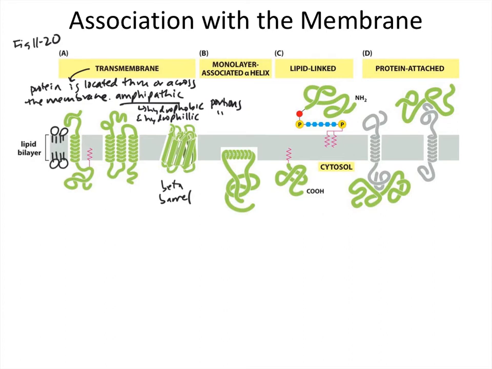Recall that the portions of the protein which are located within the membrane need to be hydrophobic. So there need to be hydrophobic side chains that are associating with either the sides or the entire portion of the membrane. Okay, so that's the first type of way that a membrane protein can be located within the membrane. The second way is the monolayer associated alpha helix, and that is this one right here. Notice that this protein has this squiggly part, that's the alpha helix.